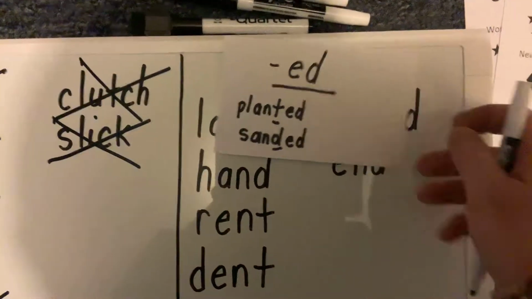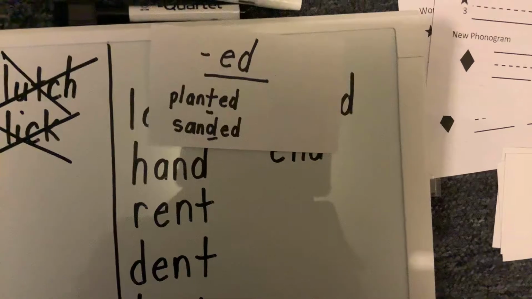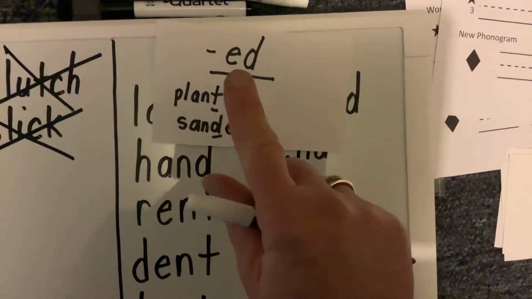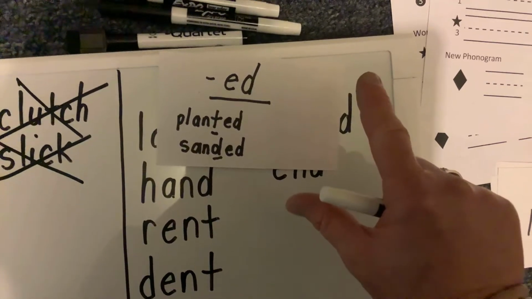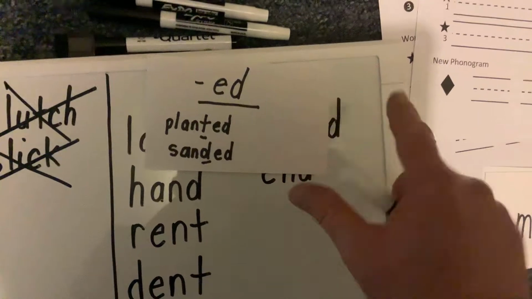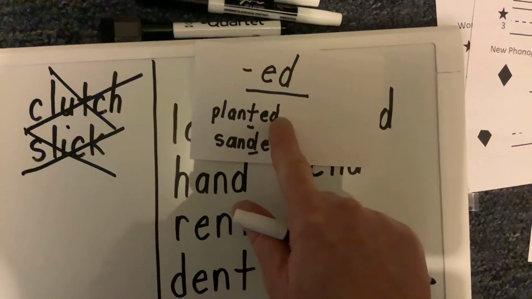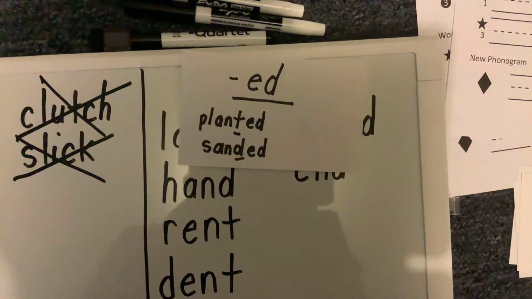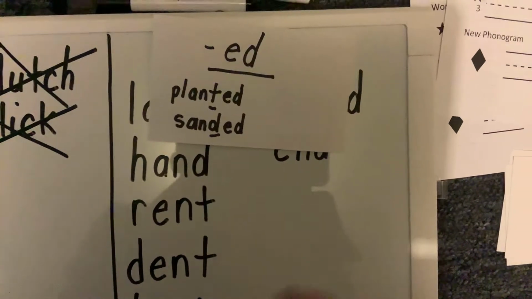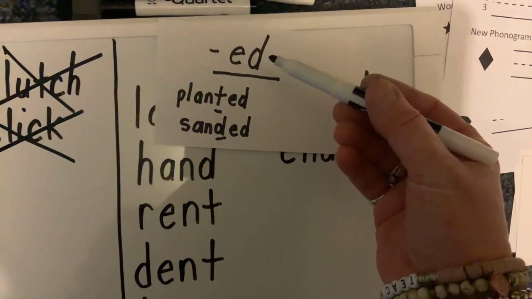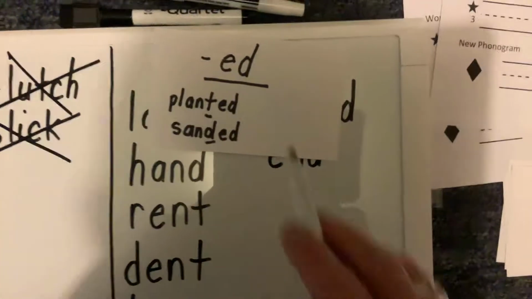A new suffix, an ed, comes at the end of the word. Remember, a suffix is a letter or letters at the end of the word that alters the meaning, changes it. So ed, when we add it on, it means it happened in the past. It already happened. And ed has three sounds. It can say ed, d, or t.